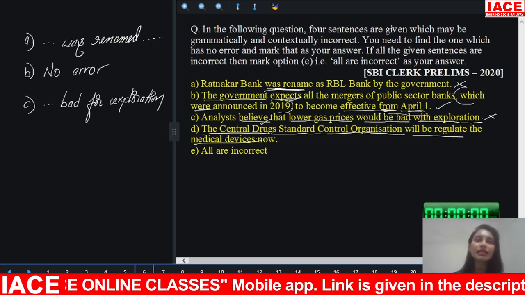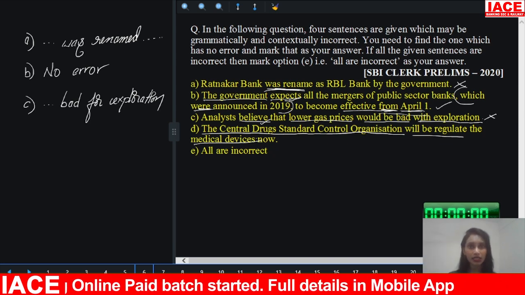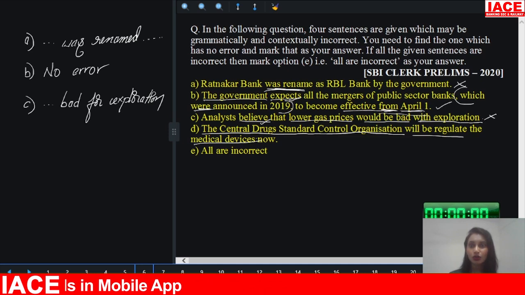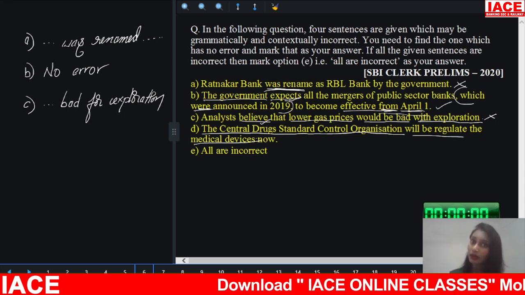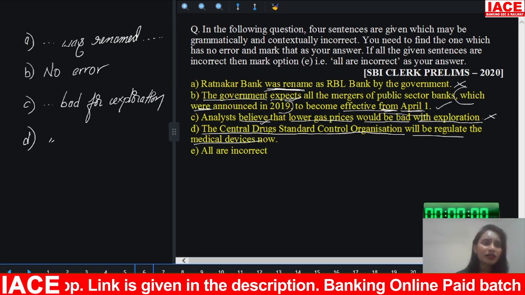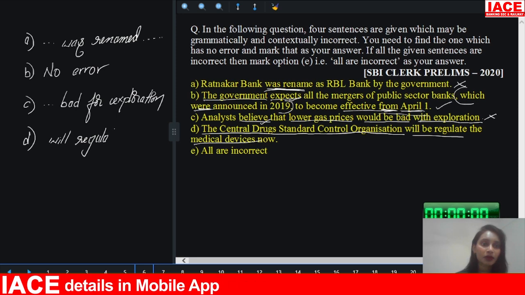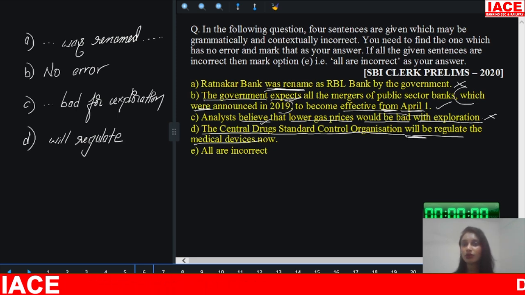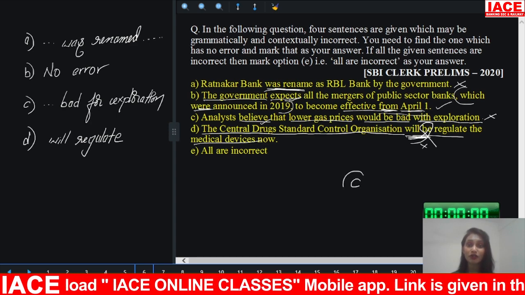But will be regulate? No, that's not correct, because will be plus V3, will be regulated, is a passive voice sense. So you can say the medical devices will be regulated by the Central Drugs Standard Control Organization. Now that would be correct, but this is incorrect. We require active voice. That means what should it be? Simple future, will regulate. Will regulate the medical devices now. So you have to eliminate option D here. So your answer is option C.